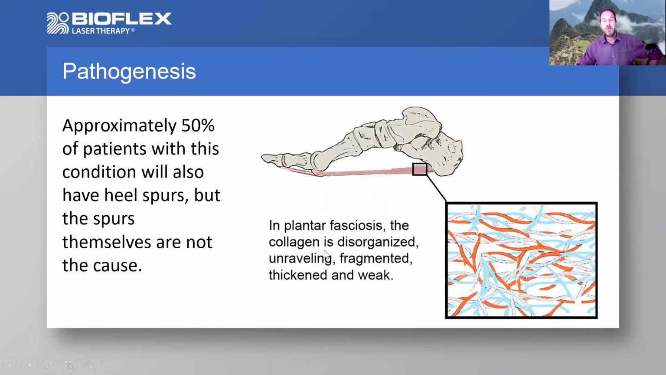So again, don't be thinking that it's the spur that's causing the problem, especially if there's a spur on the medial tubercle, but it's usually the fascia that's the problem. The fascia, as I mentioned, is quite disorganized.